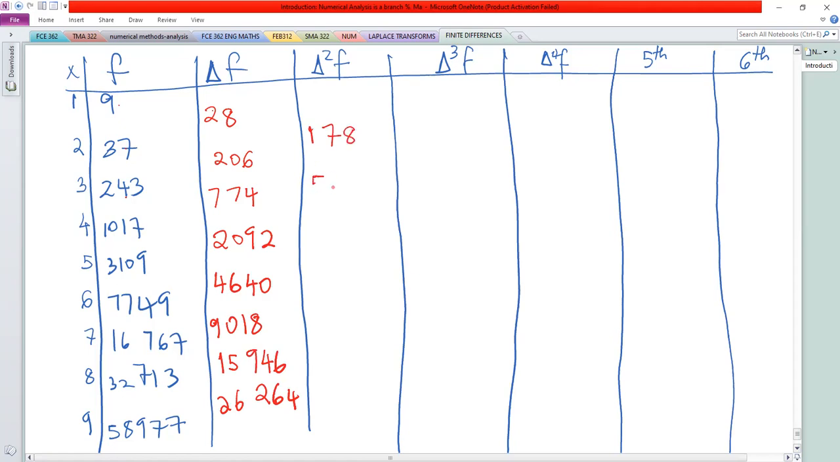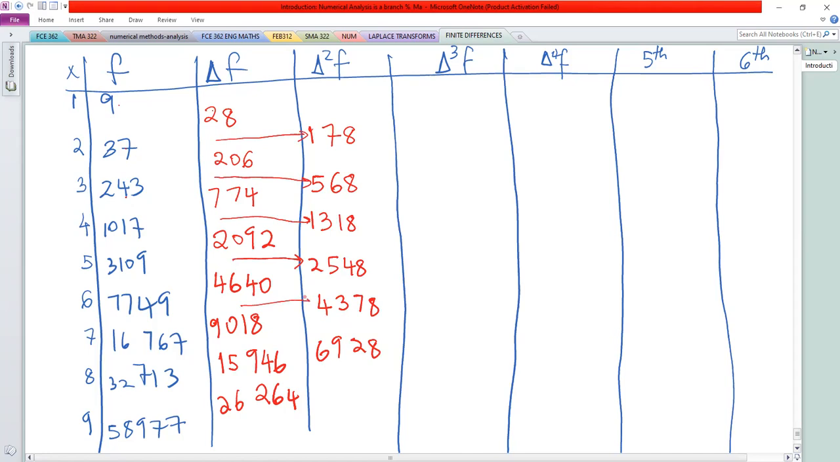Next difference will be 568. Next difference will be 1318. Next difference will be 2548. Next difference will be 4378. Next difference will be 6928. Remember, these differences are written now. There is actually a space between these two consecutive numbers. So this space is what this number goes to. This space is where you write this number. This line is where you write this number. And lastly, we have 10318.